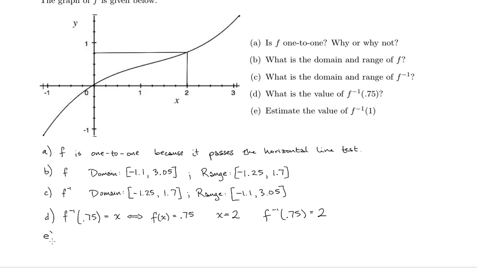And finally, for part E, estimate the value of f inverse of 1. So again, we go to where our output was 1 and connect that over to our curve and connect that down. And then we just want to estimate that point right there. And so it looks like that's at about 2.4. So we'll estimate that f inverse of 1 is approximately 2.4.